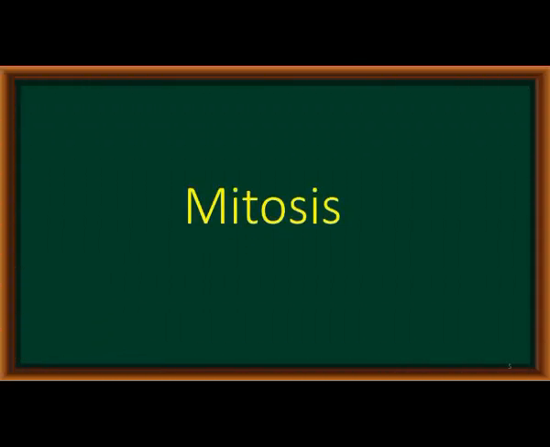Mitosis. In mitosis, we will learn what is mitosis, why mitosis is called equational division, where does it occur, what are its stages, and what are the significances of mitosis. So what is mitosis? Mitosis is a type of cell division during which a cell divides into two daughter cells, each containing the same and similar number of chromosomes as present in the parent cell.